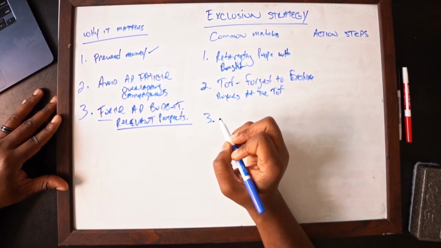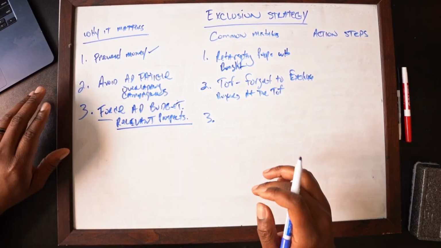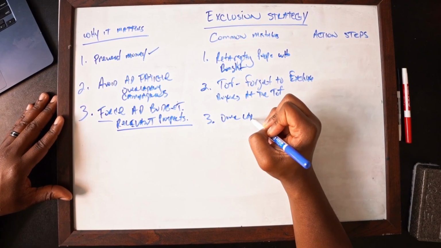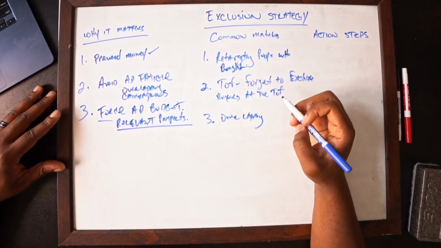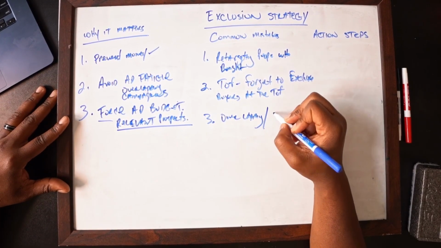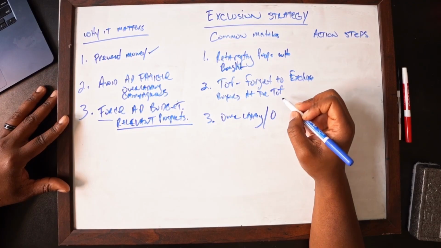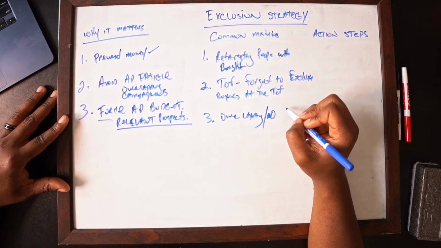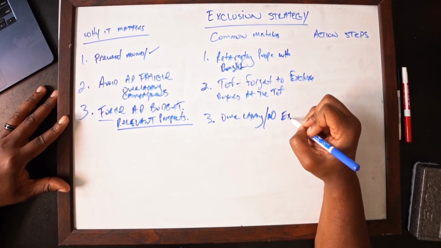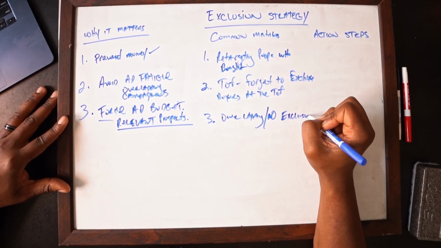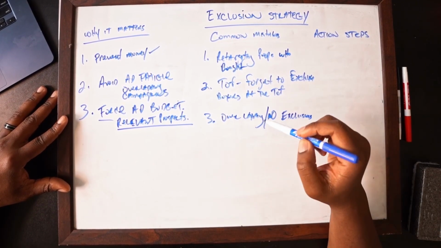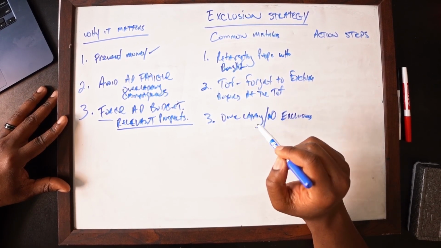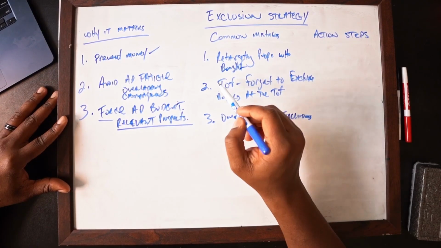And number three, you're still overlapping, and you don't have the proper exclusions. So no exclusions. Guys, you're going to think I'm crazy, but you're crazy if you're not adding exclusion strategies. And this happens mostly at the top of the funnel.